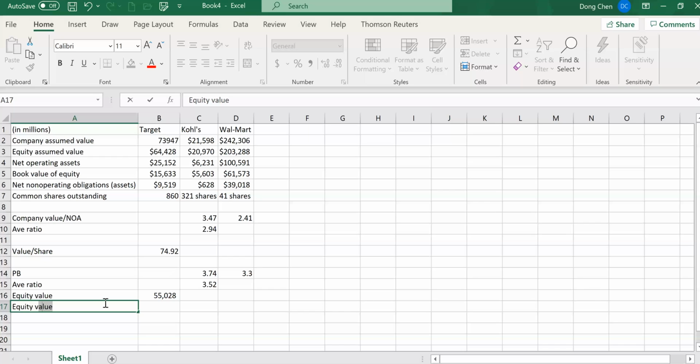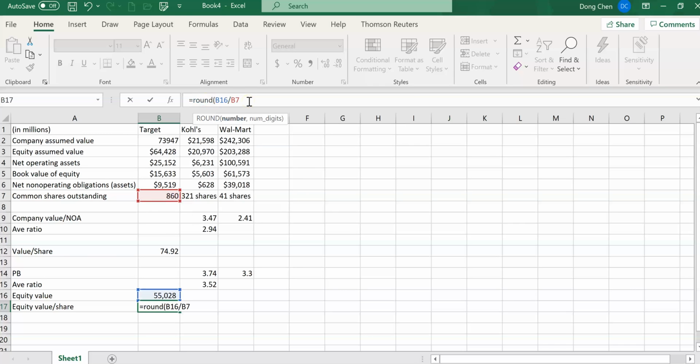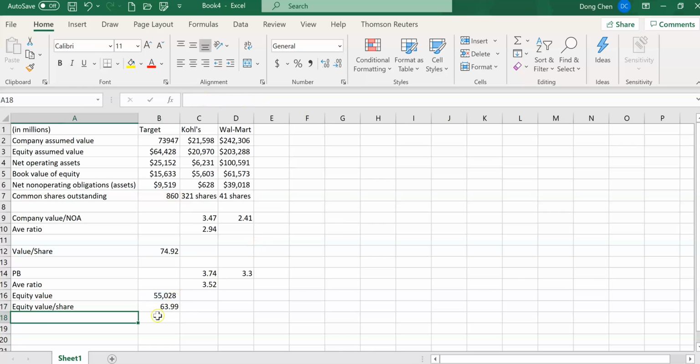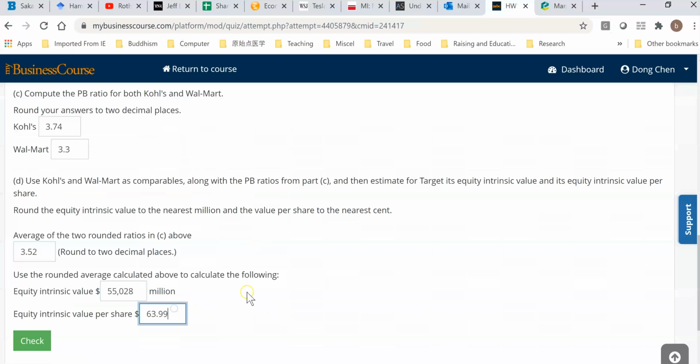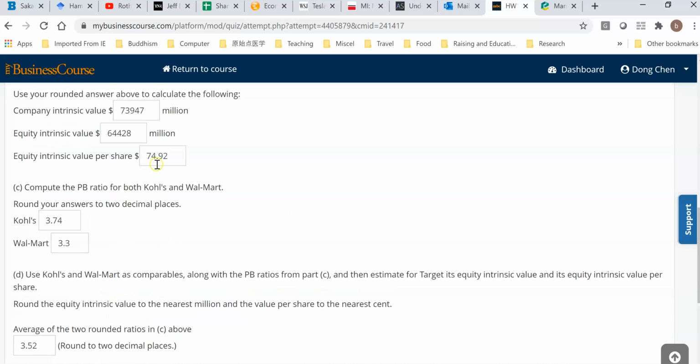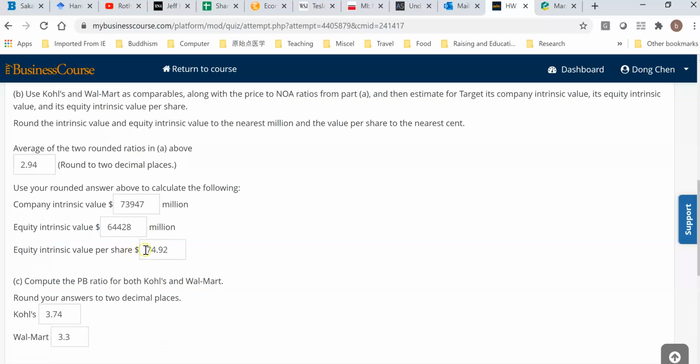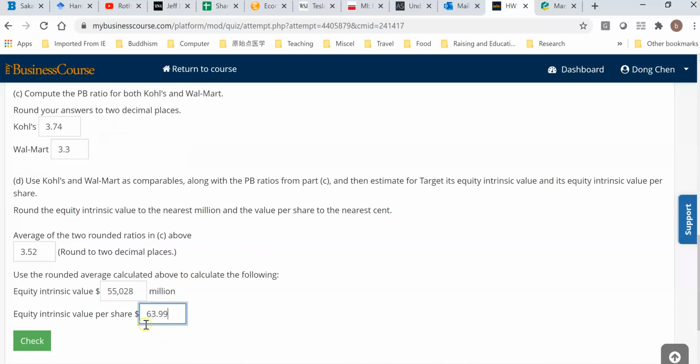Equity value per share is simply this equity value, the aggregate, divided by the number of shares outstanding. Again, use the round function to keep only 2 decimal places and copy that number back. And you can see that it's very typical that using these two methods gives us different estimates, right? Using the NOA multiple gives us an estimate of the equity value per share of $74.92, but using the PB ratio gives us an estimate of $63.99, and that's very common actually.